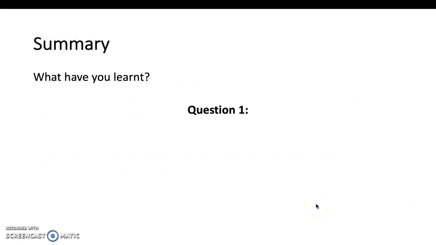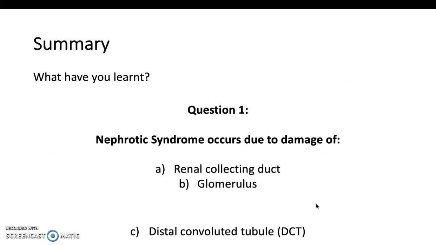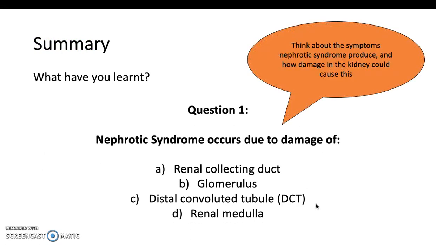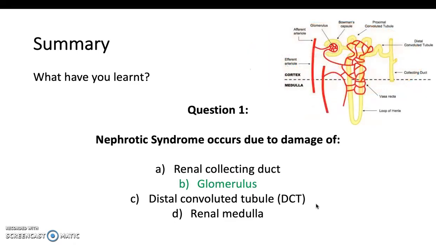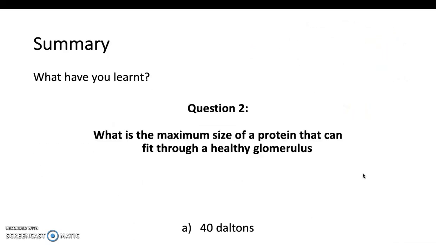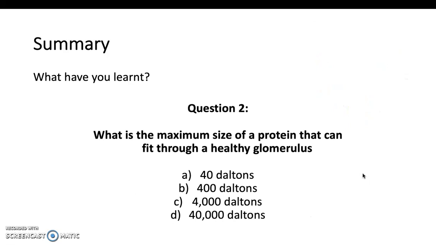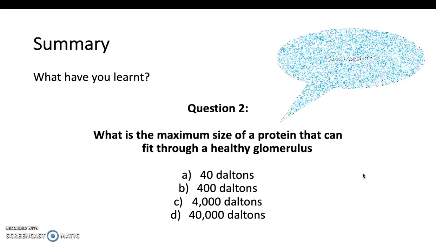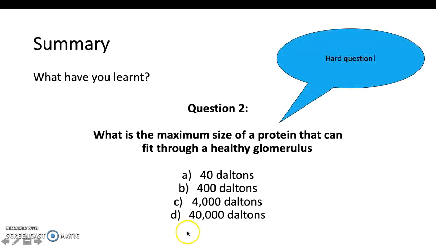So in summary, what have you learnt? So just go through these questions again. So it's a damage of the glomerulus. And again, pause this slide and just refresh your memory of the diagram. And the size that a protein can normally fit through a healthy glomerulus, and what the size above proteins can fit through in nephrotic syndrome is 40,000. Sorry, that one should be highlighted. So it's 40,000.